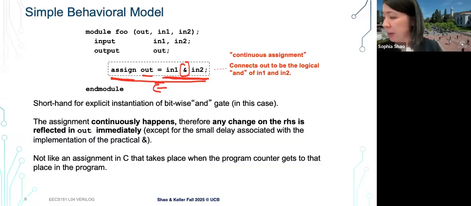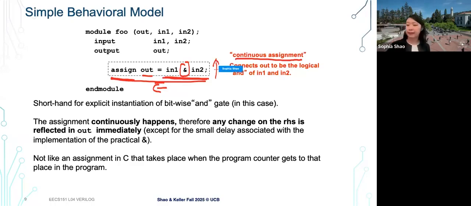So you will hear people call this continuous assignment. Things happen continuously. Whenever anything changes on the right-hand side, the left-hand side, the output signal, changes immediately. This is basically what we define for combinational logic: whenever the input changes, the output changes. So keep in mind that the assign statement is used to describe combinational logic. Whenever input changes, output always changes.